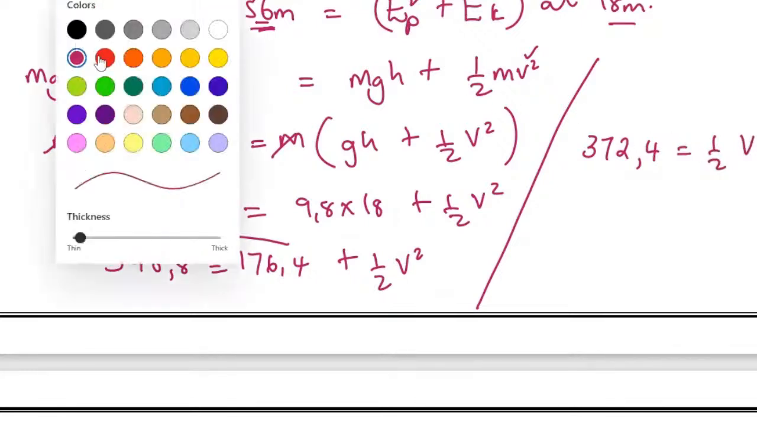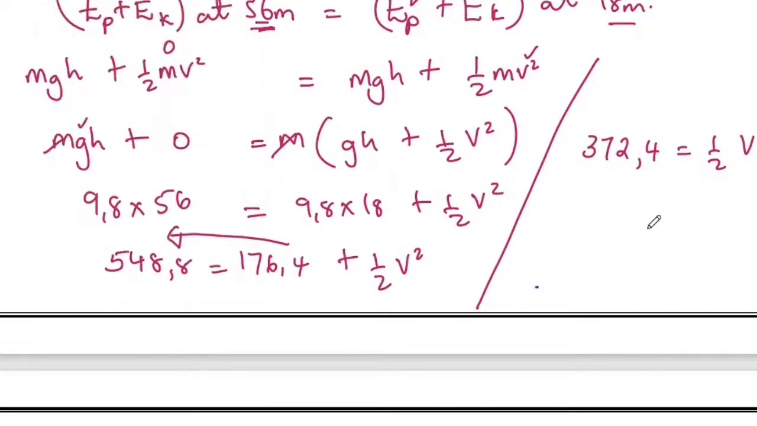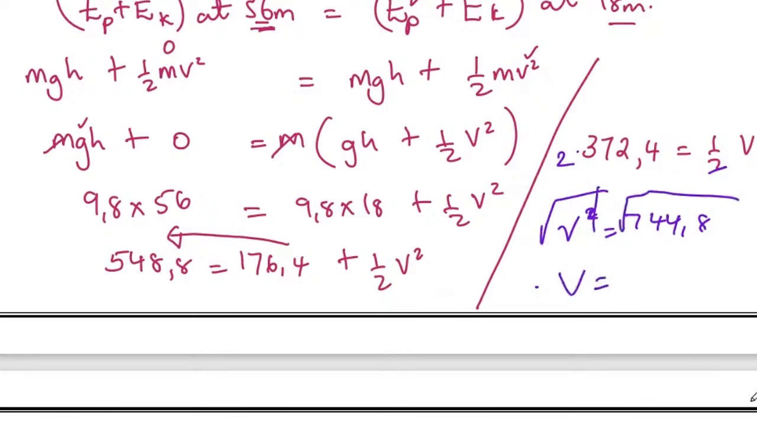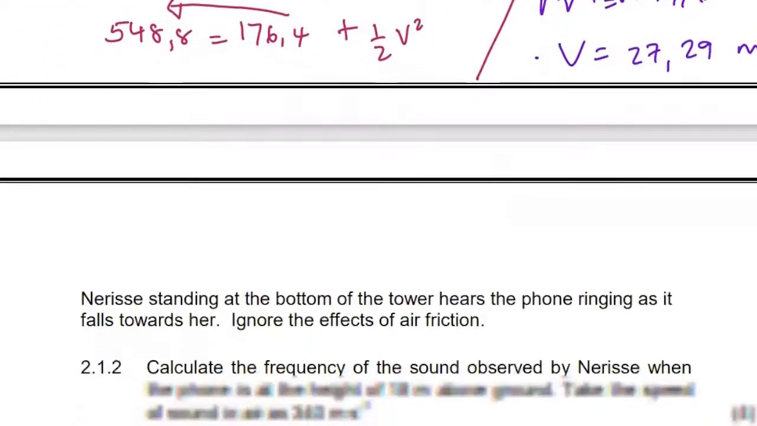So I need to eliminate the half, so I'll multiply both sides by 2. That cancels that. So my v squared is equal to 744,8. And then I'll need to get rid of the 2 by finding the square root. So the square root of that is giving me 27,29. That's going to be meters per second. Guys, that's our answer. Then we move on to the next question.